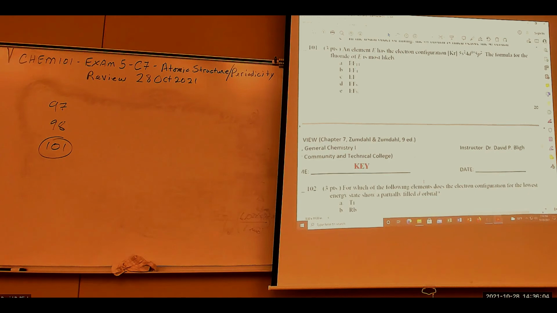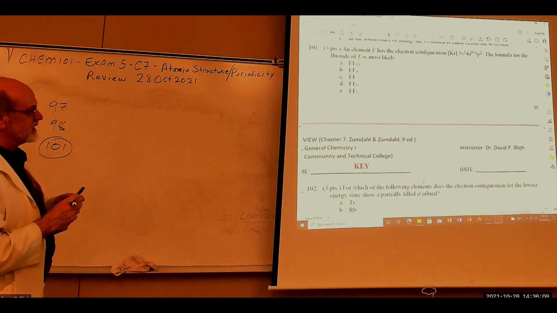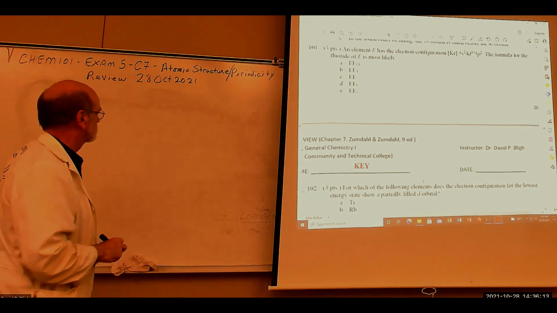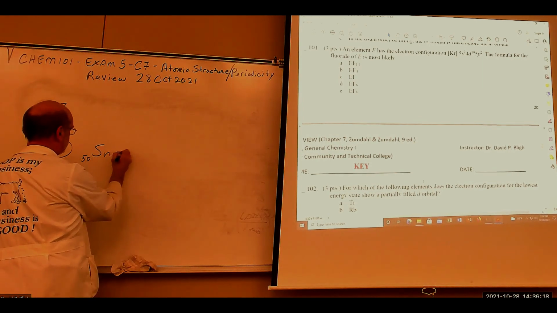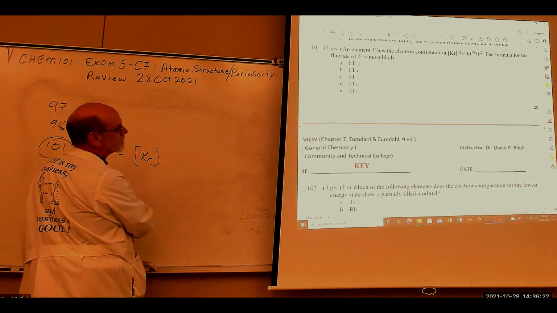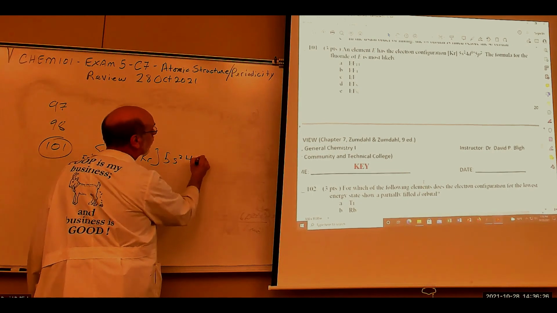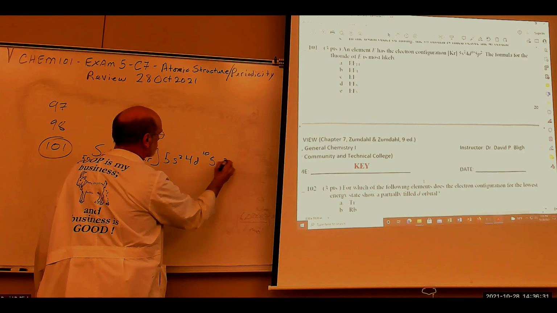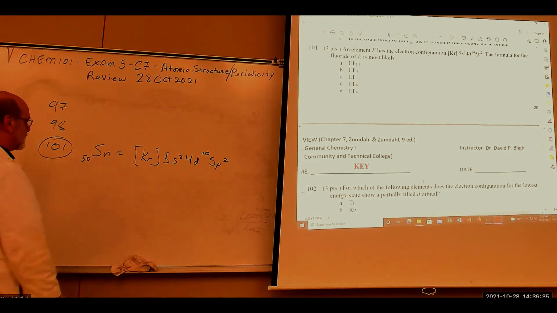This one is going to just demonstrate 2 things. An element E has the electronic configuration krypton, 5s2, 4d10, and 5p2. Okay. The formula for the fluoride of E is what?